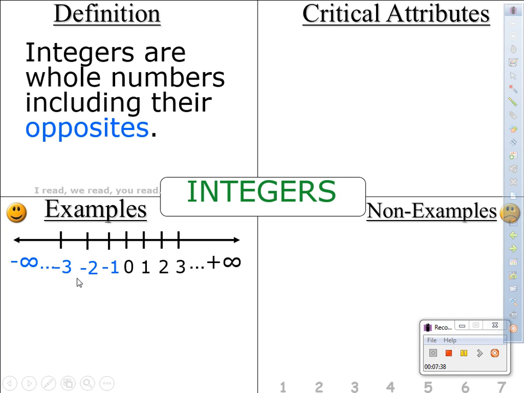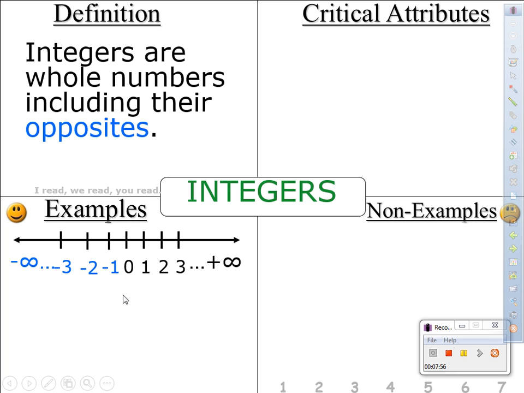Okay? These are all integers represented on this number line. According to the definition, integers are whole numbers, yes, counting numbers plus 0, and their opposites, yes, there they are. So far so good? Yes.